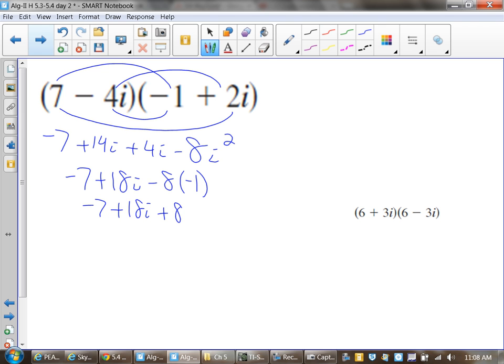I was just waiting for you guys to get caught up. Now my last thing is just to combine my like terms again. And do I put the 1 in front of the 18i or behind the 18i? In front. Thank you for chiming in. It's actually in front.